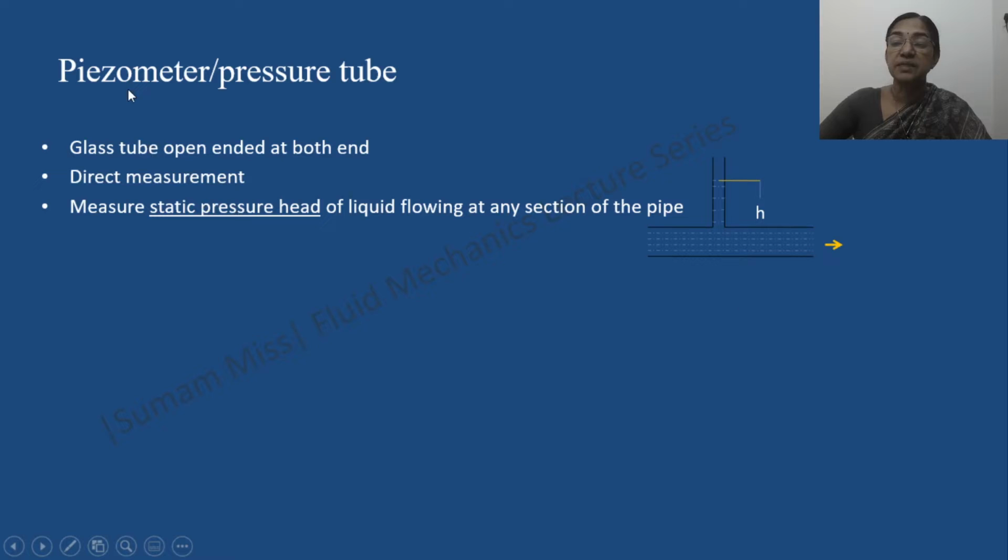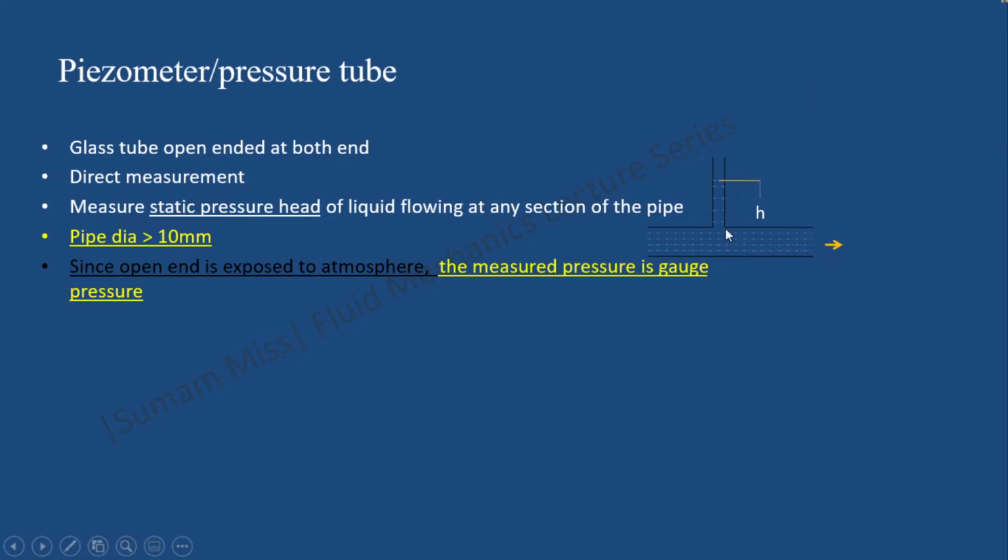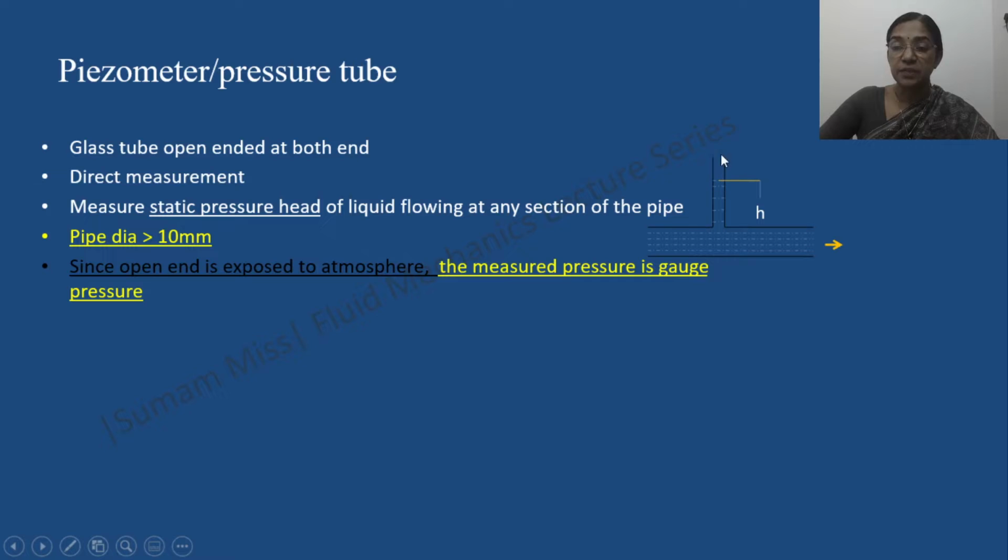The piezometer measures the static pressure head of the liquid, and the diameter of this tube should be higher than 10 mm to eliminate capillary effect. Since the open end is exposed to the atmosphere, the piezometer shows the difference of pressure between atmospheric pressure and the pressure of the liquid. Hence, the pressure measured is gauge pressure.